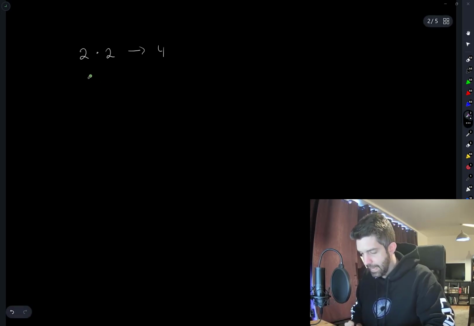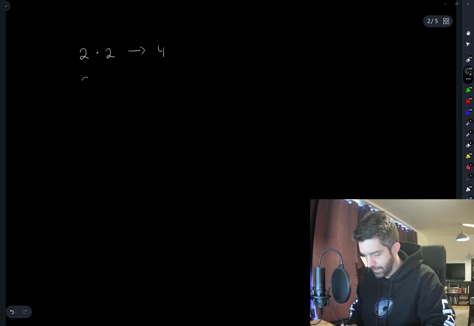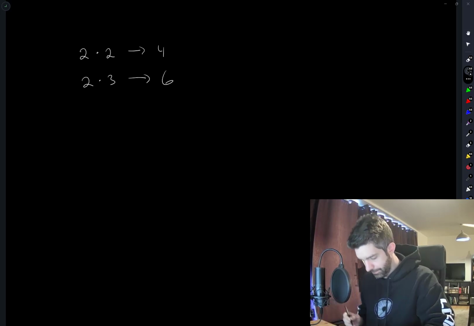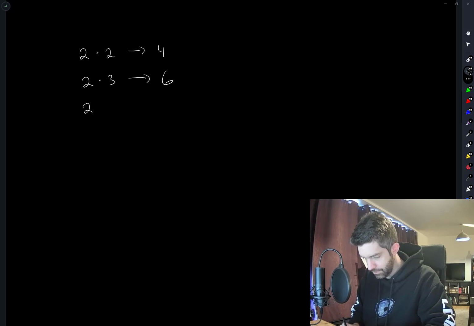I can't possibly have two 2's in the result because that can be replaced with a 4. I can't have a 2 times 3 because that can be replaced with a 6. I can't have a 2 times 4 because that can be replaced with an 8.